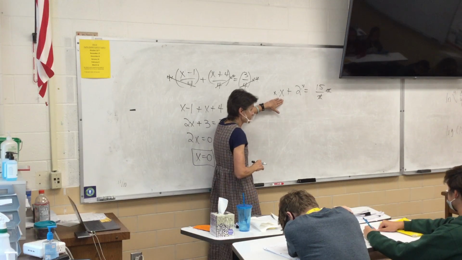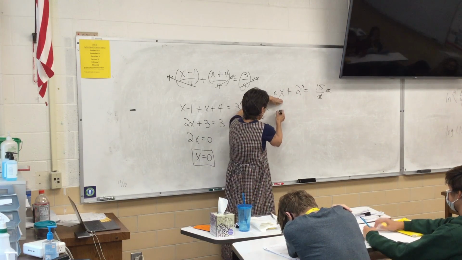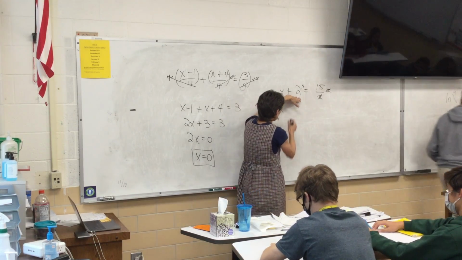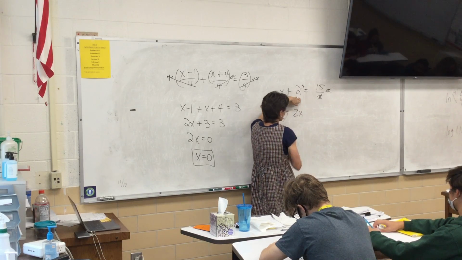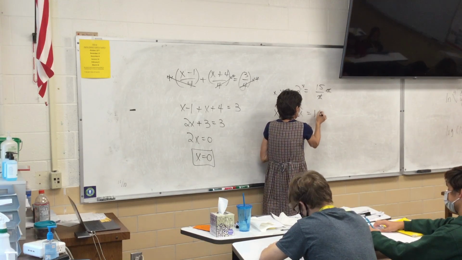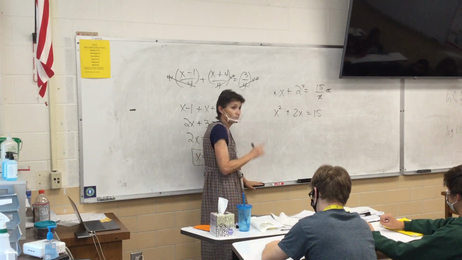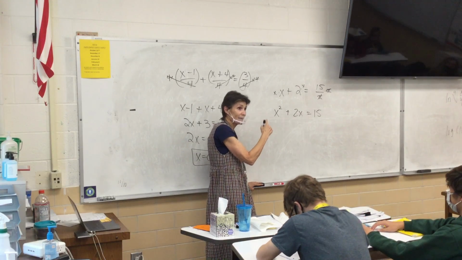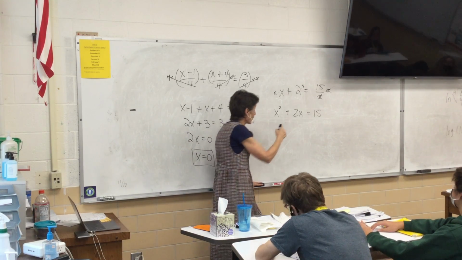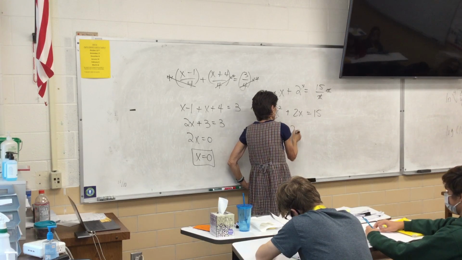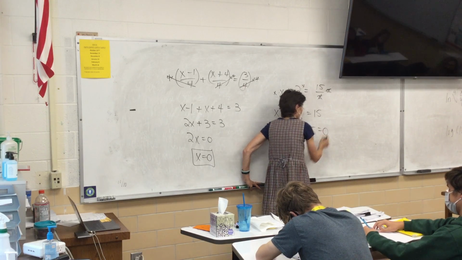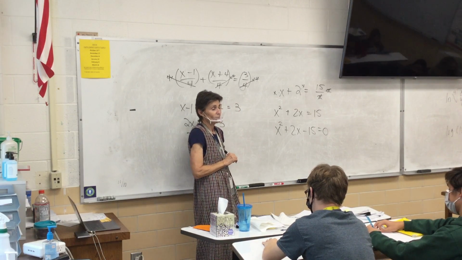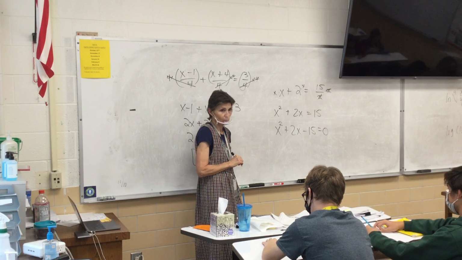Now, nothing canceled here. So I have x squared. Nothing canceled here, so I have 2x. And over here I have just 15. Is everybody okay to this point? Now Ethan is saying that's a quadratic, that's a squared equation. So I want to move the 15 over and have it equal to 0. Yes, you do. You always want to do that. If you have a squared equation, get a 0.